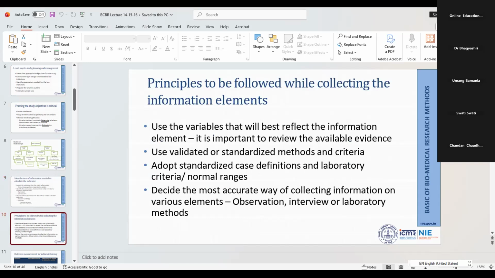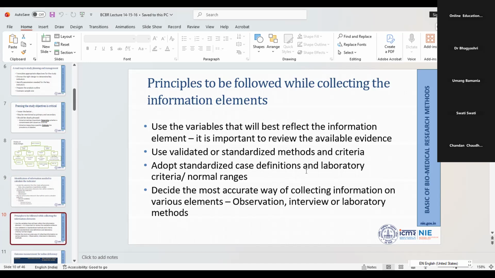So now what are the principles to be followed while collecting the information elements? So first is to use the variable that will best reflect the information element. For this, it is important to review the literature, as we discussed in previous classes. Based on this, we can best select our objectives and specify them. Then use validated or standardized methods and criteria. Adopt a standardized case definition and laboratory criteria or normalities.